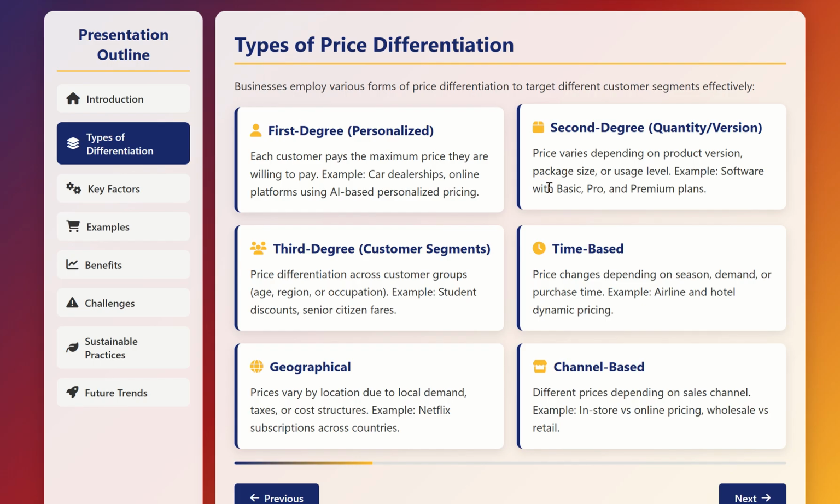So you can differentiate your product using first degree, that is personalized, second degree, quantity or version, third degree, customer segments. You can also look at time based. You can look at geographical or channel based.